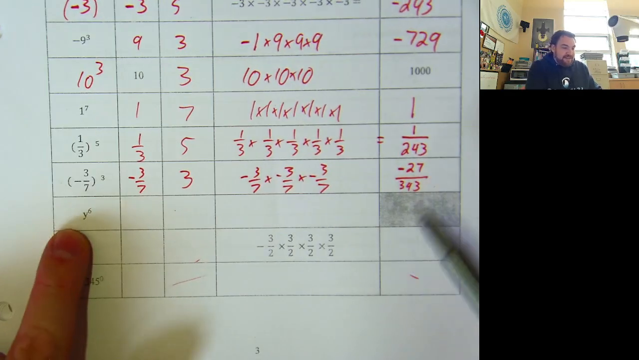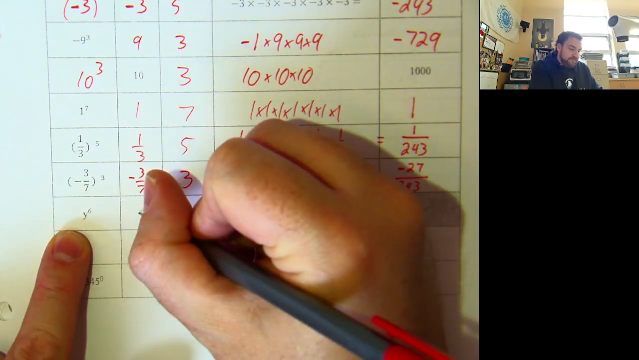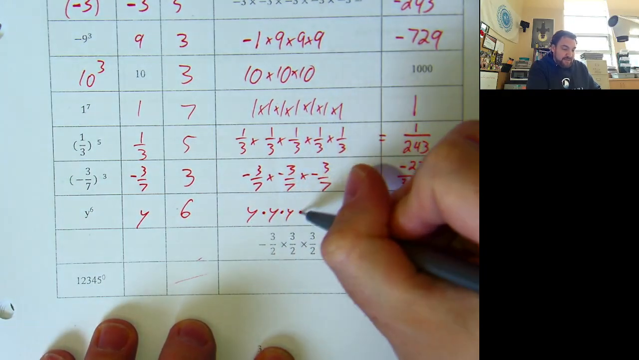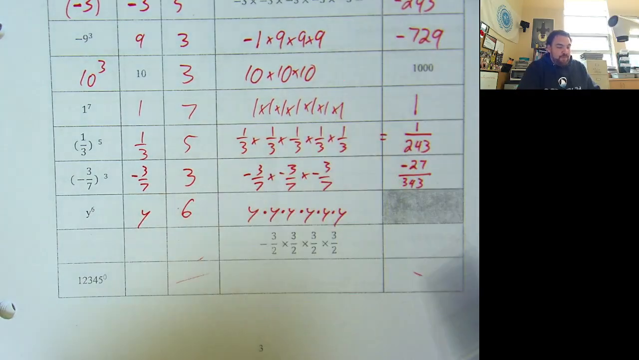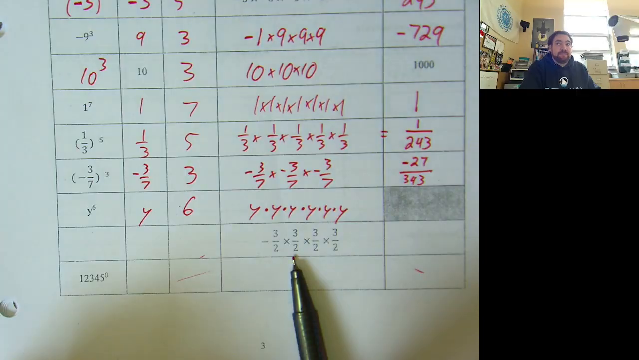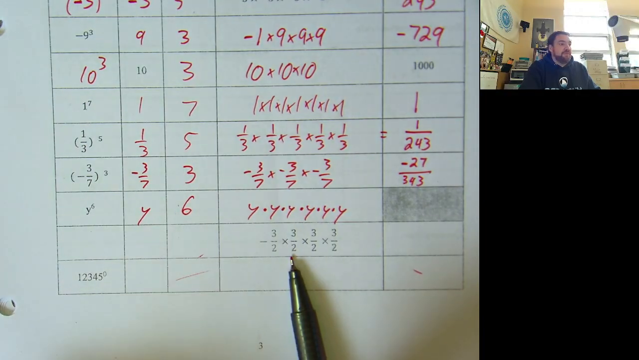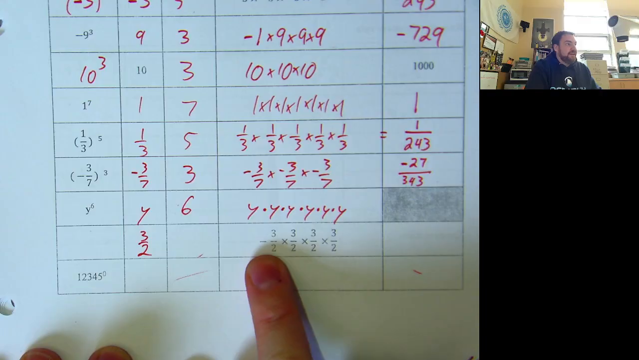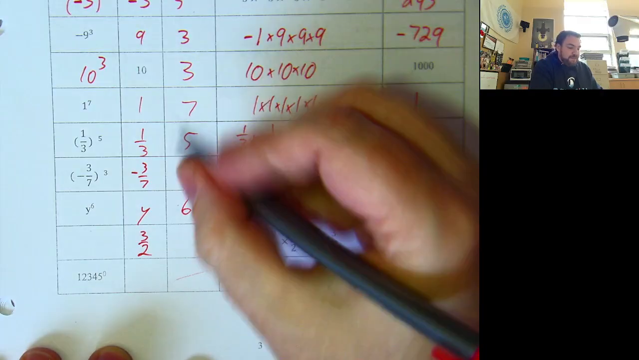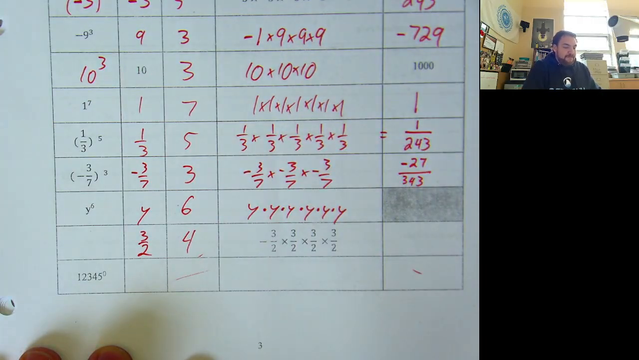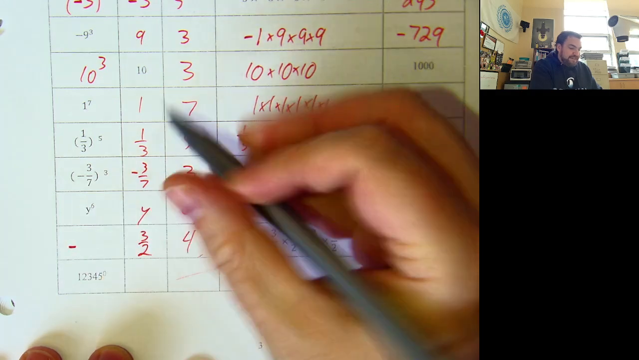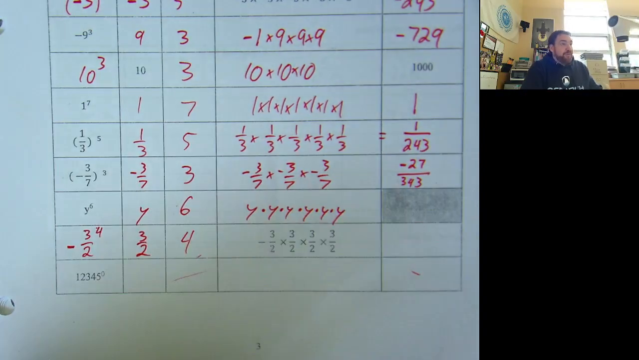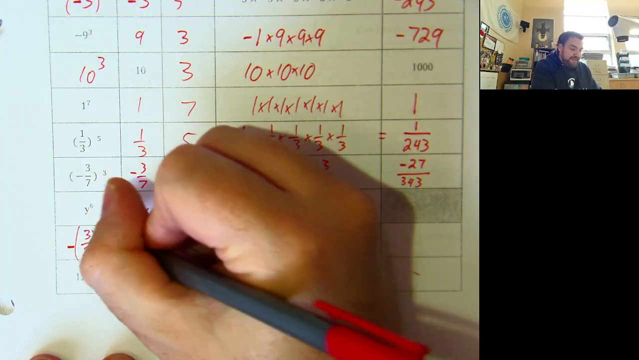This guy, y to the 6th, the base is? The exponent is 6. So y times y times y times y times y times y. Cool. What's this? Base is not negative 3 over 2. The base is just 3 over 2. There's only one minus sign there. The exponent is a 4. So when I write this out, it's going to be negative 3 over 2 to the power of 4. You could either put no brackets or you could put brackets like this.